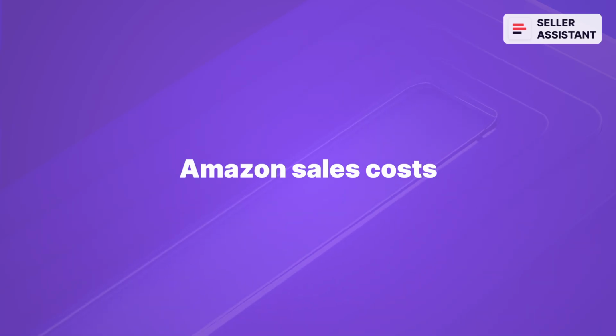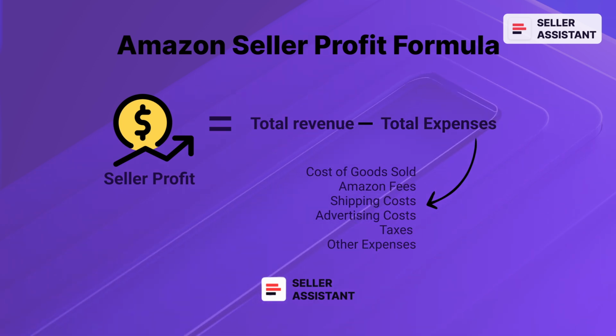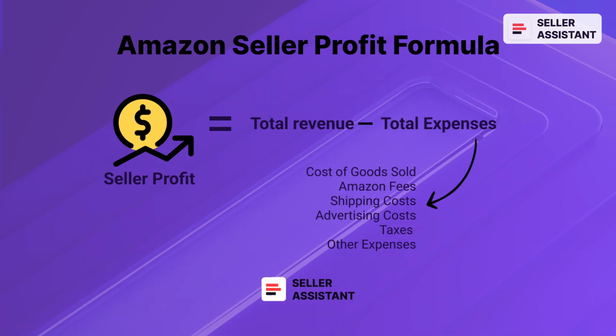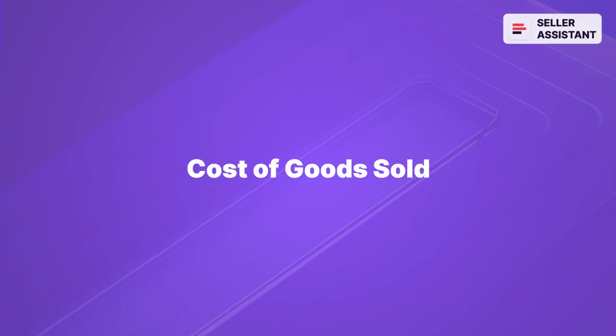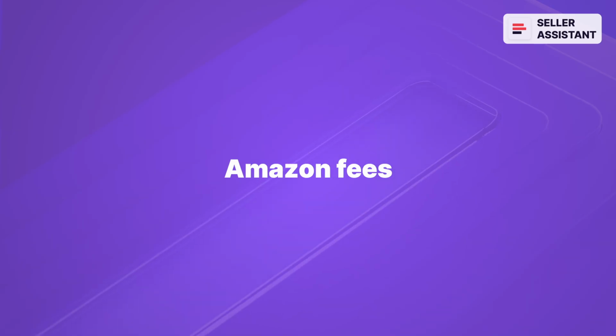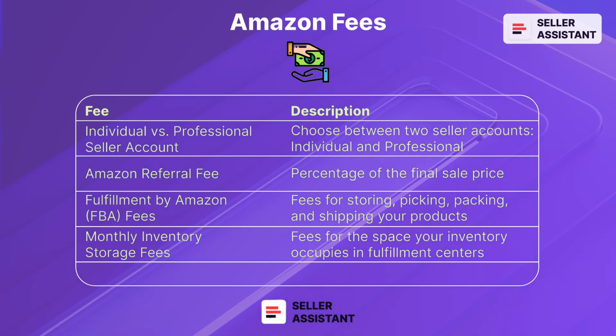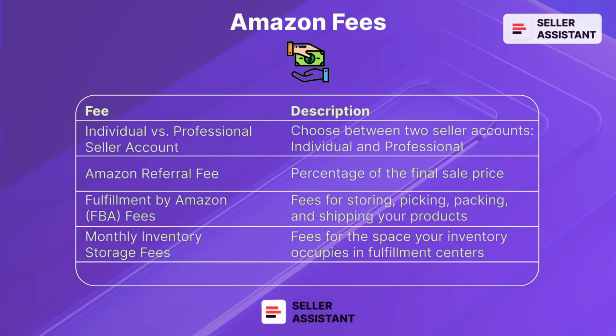Amazon sales costs. Let's start with the costs of your sales. When you calculate your selling price, you must include such costs as COG, all Amazon fees, shipping and logistics, and sales tax and VAT if applicable. Cost of goods sold. COG, cost of goods sold, is the price you paid for the item you resell. Amazon fees. All Amazon sellers pay selling plan fees and referral fees. Also, there are optional fees. You pay them if you use additional Amazon services.